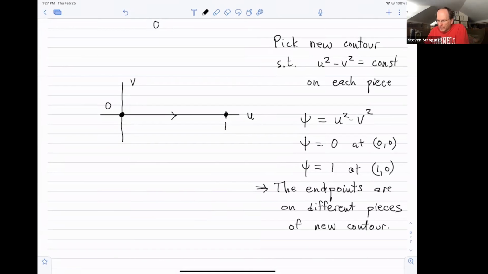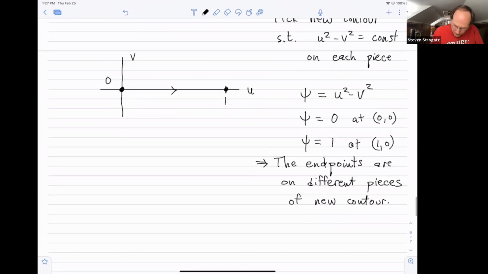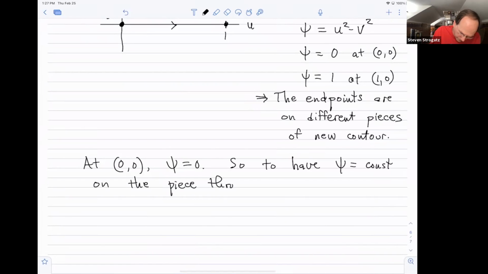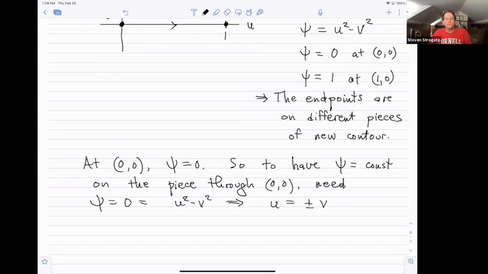Now, let's just focus on one endpoint at a time. How about 0? That looks easier. So at the endpoint at 0, 0, we just decided psi is equal to 0. So if we want to ensure that psi is constant on the piece through the origin, then what we're saying is we're interested in where psi itself is equal to 0. And from the expression above, psi is just u squared minus v squared. So that tells us that we need u equals plus or minus v to be a piece of the contour.